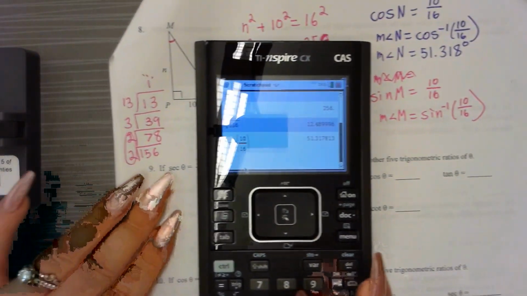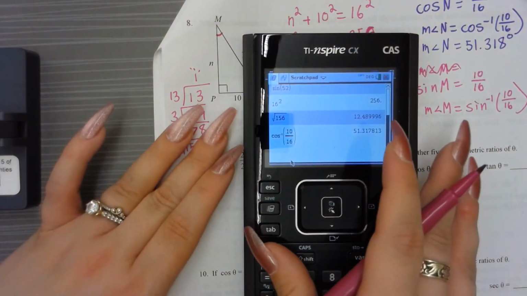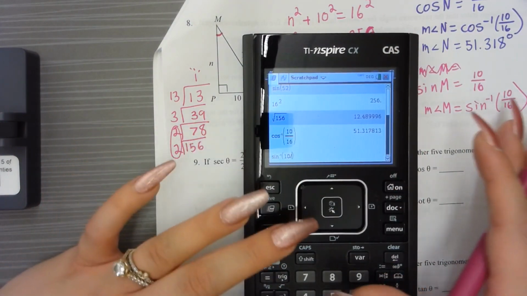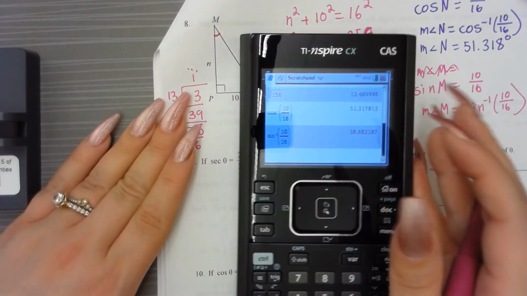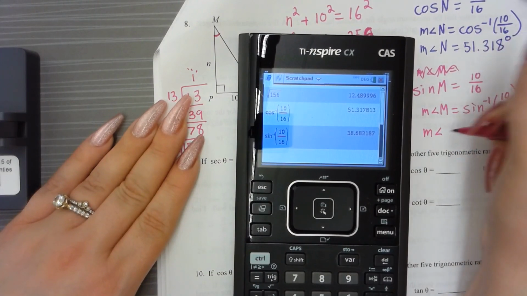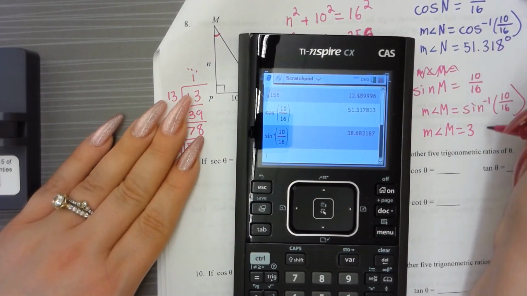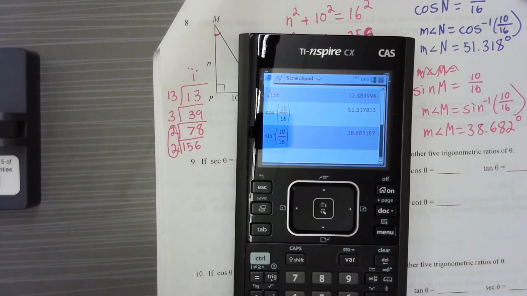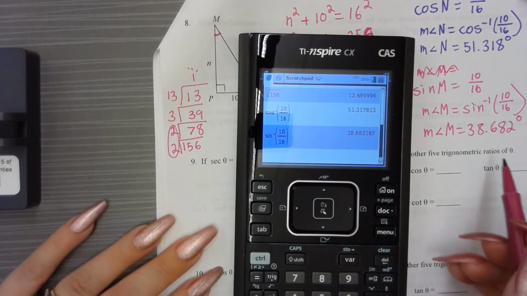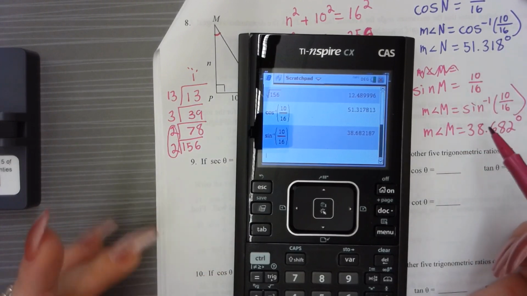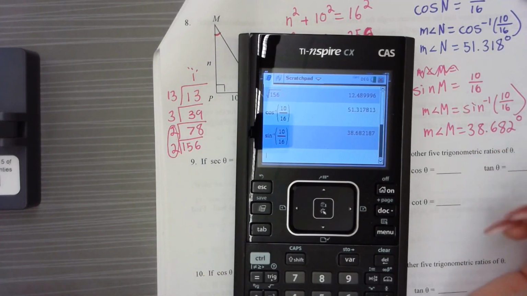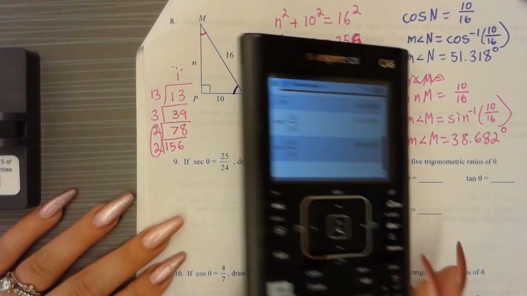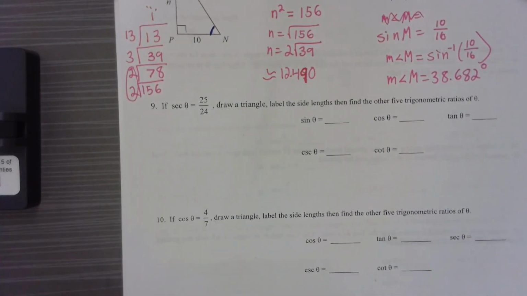So again, we'll use our calculator. So we're going to hit trig, inverse sine, 10 divided by 16. And so we're going to get that the measure of angle M is equal to 38.682 degrees. And you should be able to add these two numbers together and get really, really close to 90, if not exactly 90 degrees. So that is kind of a nice way to check yourself. Okay, moving on.